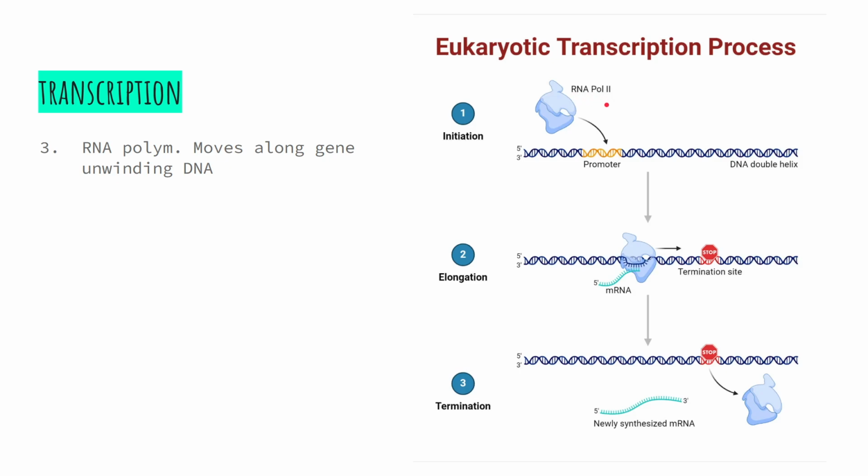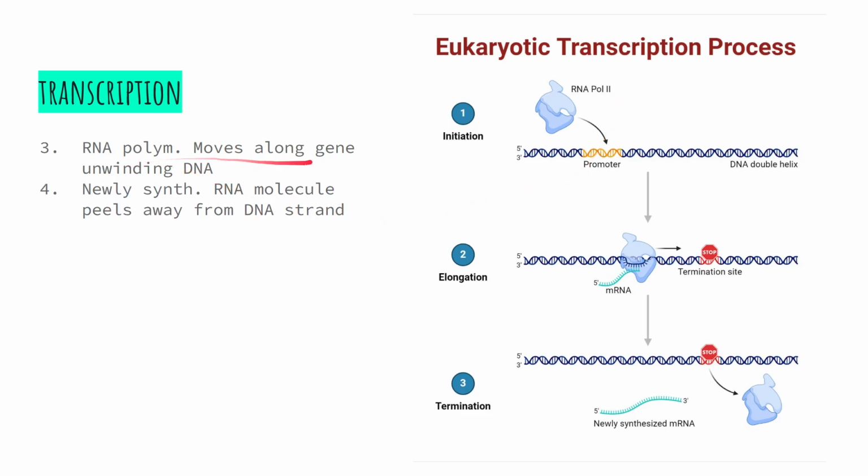Please note that RNA polymerase is different to DNA polymerase because DNA polymerase will only add nucleotides A, T, G, and C, whereas RNA polymerase will add A, U, G, and C.